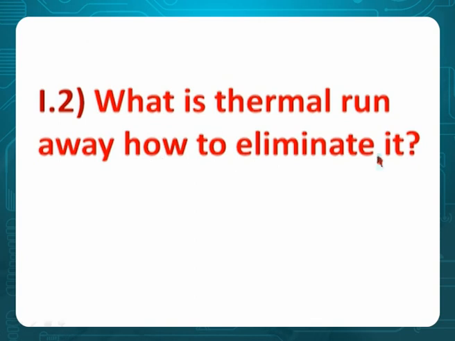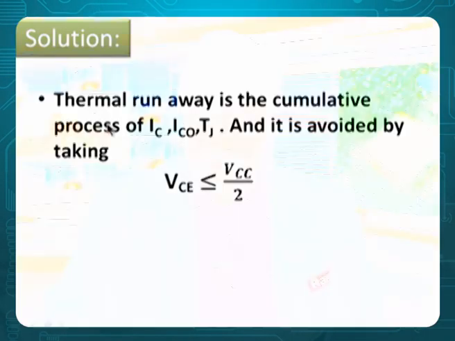Second, what is thermal runaway? How to eliminate it? As already mentioned, it is a process. Thermal runaway is the cumulative process of IC, TJ, IC naught, and it is avoided by taking VCE less than or equal to VCC by 2.